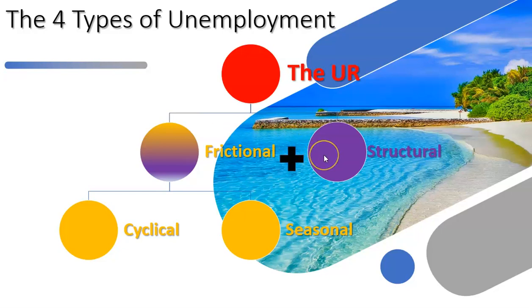Structural unemployment, on the other hand, is not going to be short-term. This is long-term unemployment. Now, what is structural unemployment? It's called structural because you have to restructure to re-enter the workforce. So structural unemployment right here in purple is when one of 2 things. Businesses are replacing workers with technology.